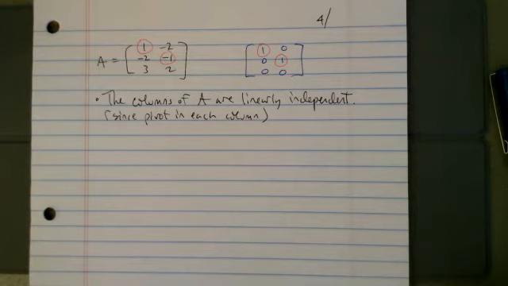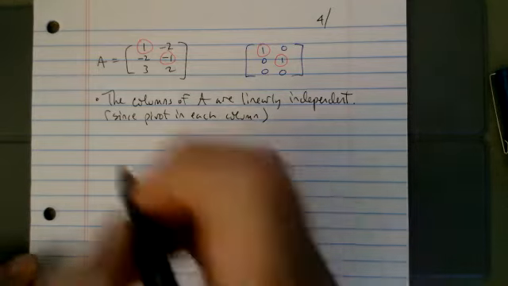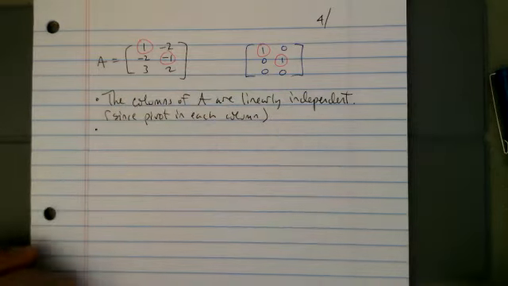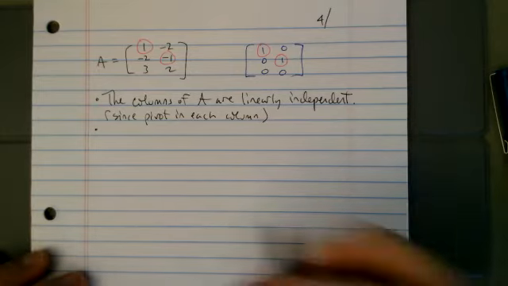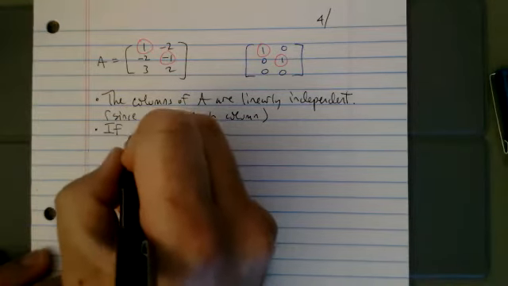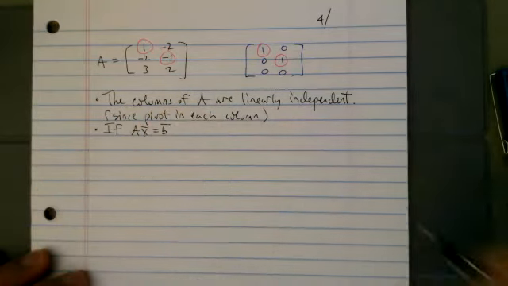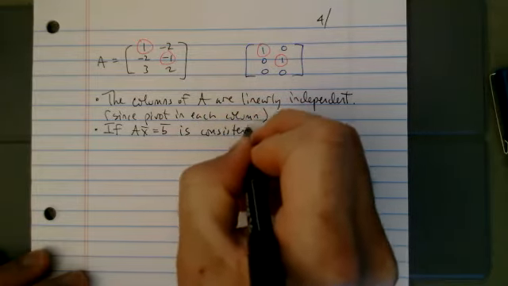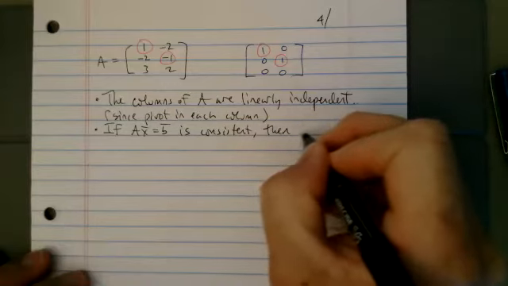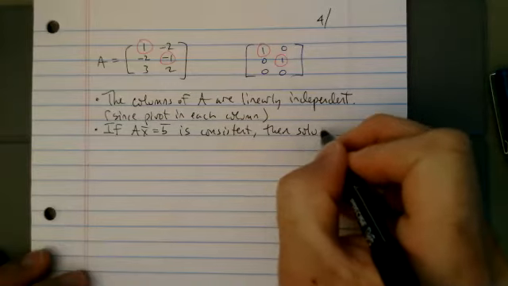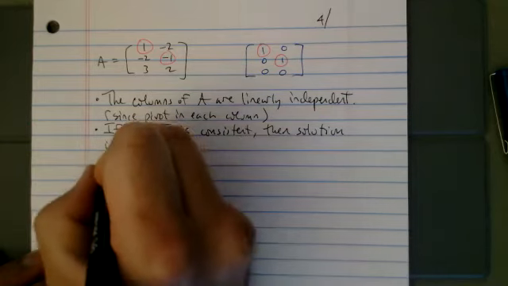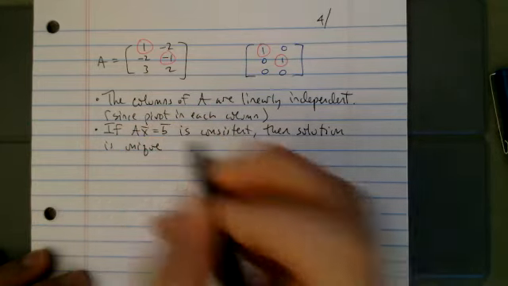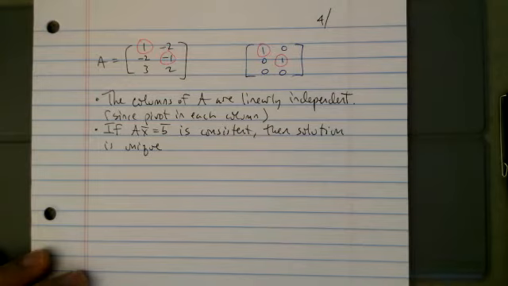Since there's a pivot in each column, we know that since the columns of A are linearly independent, if AX equals B is consistent, then the solutions are unique. Since A has a pivot in each column, there won't be any free variables in the solution set.